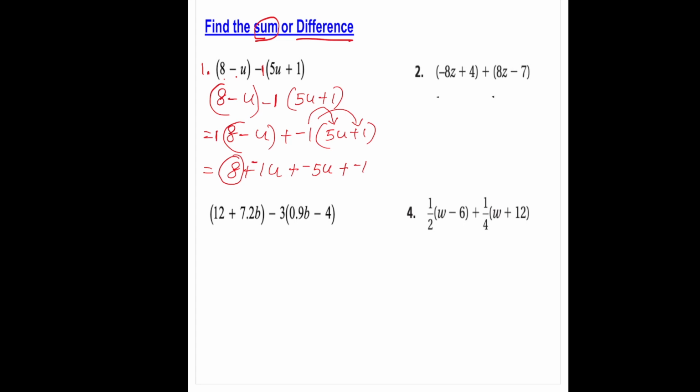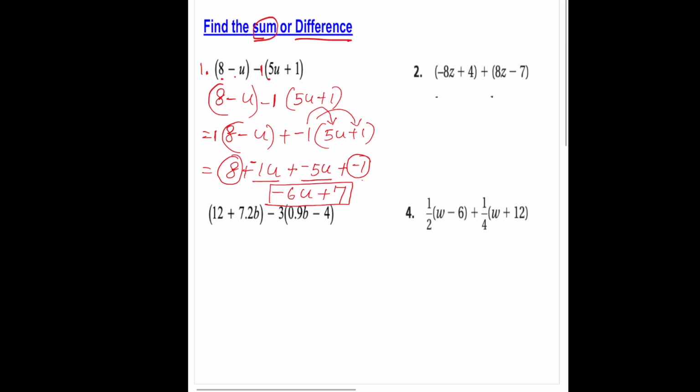Now let's combine all the like terms. I can see 8 and negative 1 can be combined, and negative 1u and negative 5u can be combined. So negative 1u plus negative 5u is negative 6u plus 8 plus negative 1, that means you have $8 and you spent $1. So you have $7 left. So that will be the answer for that expression. That will be the answer for that problem.